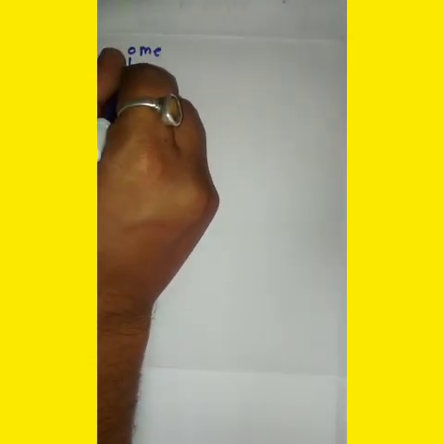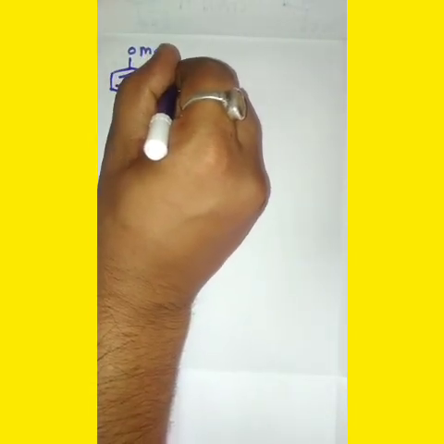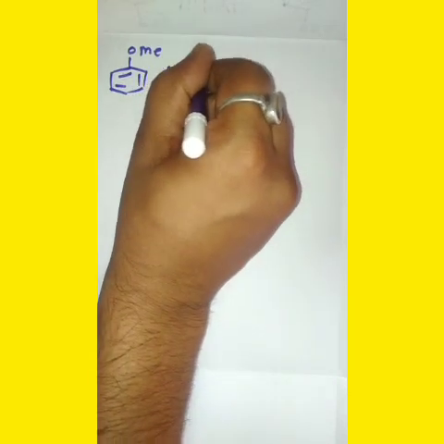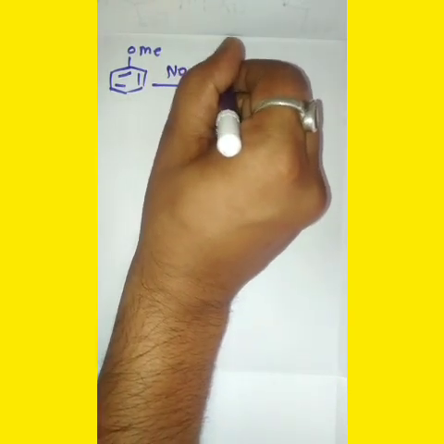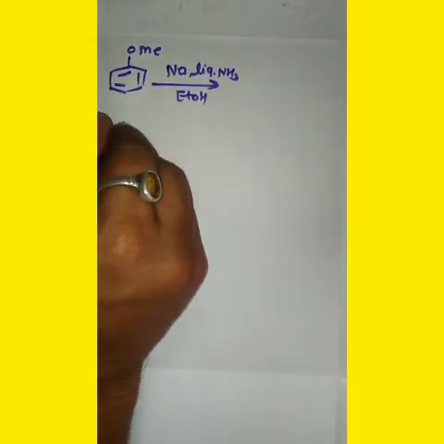We see the mechanism. First, see the mechanism of electron donating groups. We take an example of OMe, on which Birch reduction, sodium in liquid ammonia in ethanol solvent. So we write the mechanism step by step.